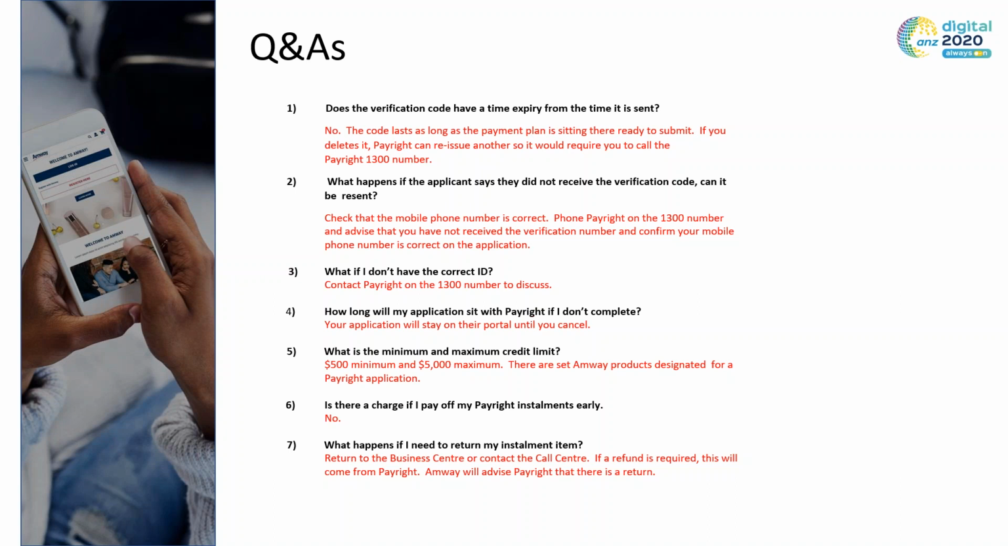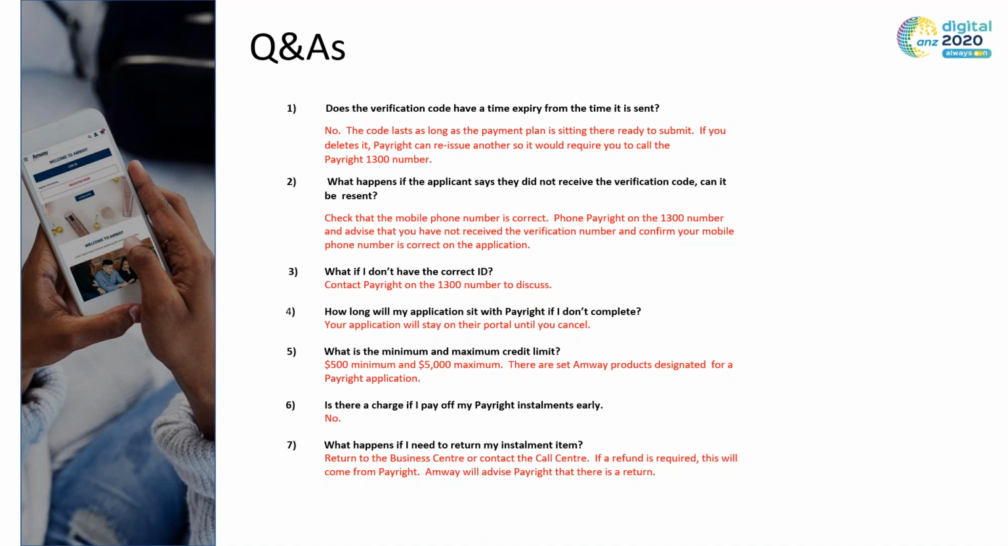So what happens if the applicant says that they don't receive the verification code? Can it be resent? So first of all, just check that the mobile number that you put on your application is correct. Then you're going to phone PayRight on the 1300 number and advise them that you haven't received the verification number and confirm your mobile number is correct on the application. And then they'll be able to resend you the verification code.